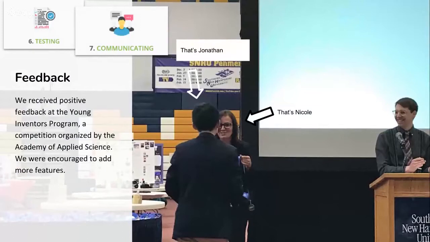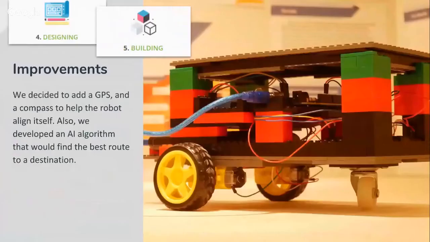Then there's feedback. He presented at the National Invention Convention, and he got feedback from many judges there. So this is Jonathan, and that's Nicole, who's right behind us. They told him about different solutions, a lot of feedback. He was able to build off that feedback and create these different solutions. So he started designing again and then building the solution. He decided to add GPS and a compass to help the robot align itself, and he also developed an AI algorithm that can help him find the best route to the destination.